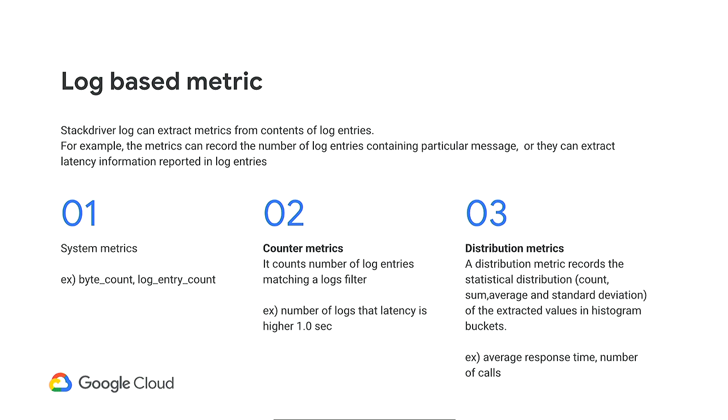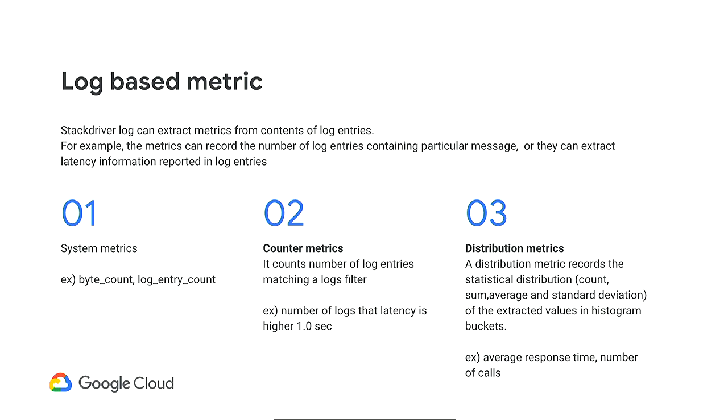From the stored log, we can define a metric. We already have some predefined metrics, which are called system metrics. We can get data like byte count or the number of log entries. But if you want to collect specific information from your log, you can define a custom metric in two ways. The first way is the counter metric. It is just a simple counter metric, but you can define some condition. For example, I want to collect the number of logs where the web latency is over 1.0 second.